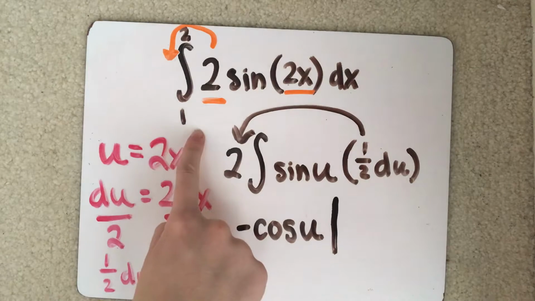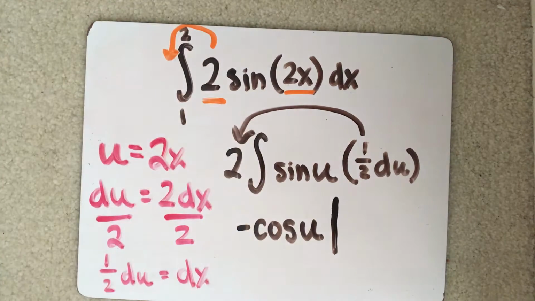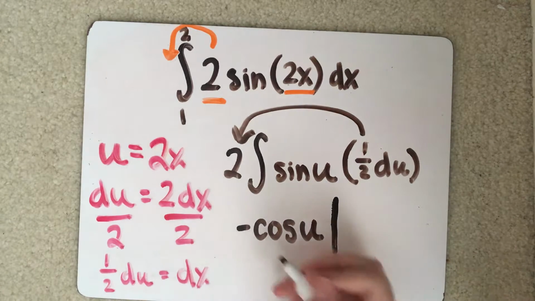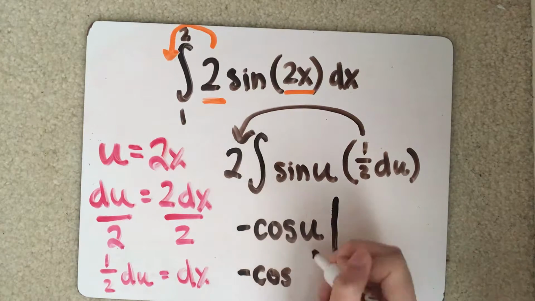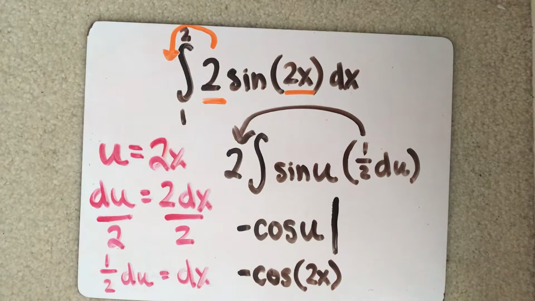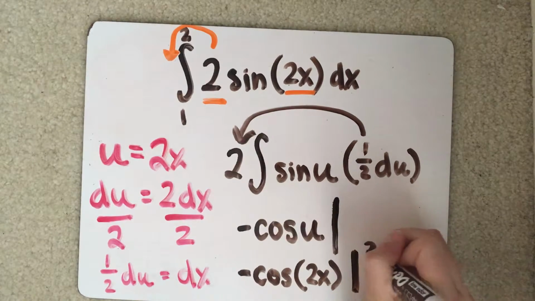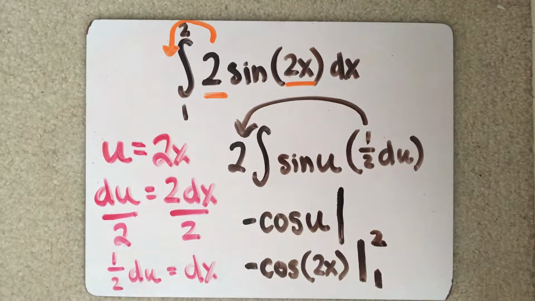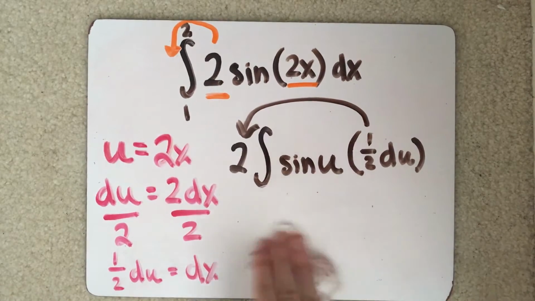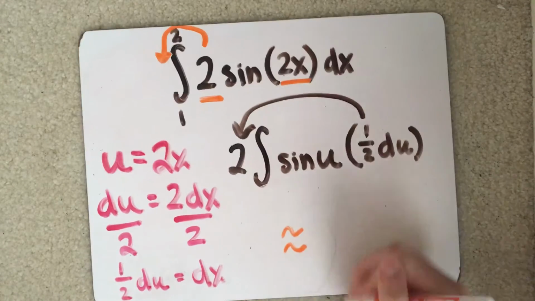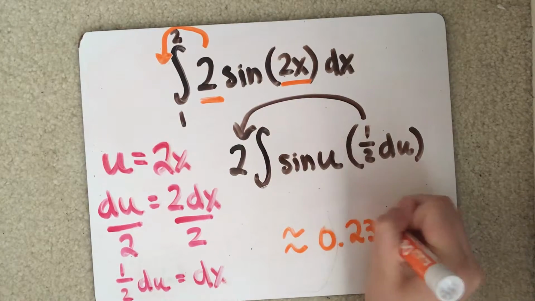So we're going to keep our limits the same as 1 and 2, but in order to do that, we need to plug back in our original value for u, which is 2x. All you have to do is, instead of writing u, write all of this with 2x. Plug in your limits, and that's going to be the final way to obtain your answer. And your answer, when you plug everything in, is going to equate to approximately 0.237.